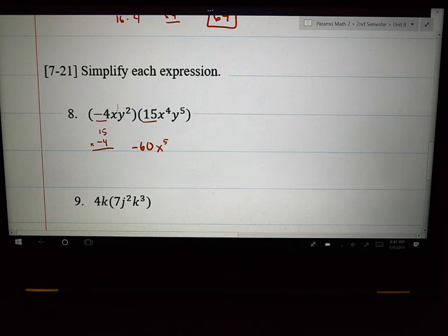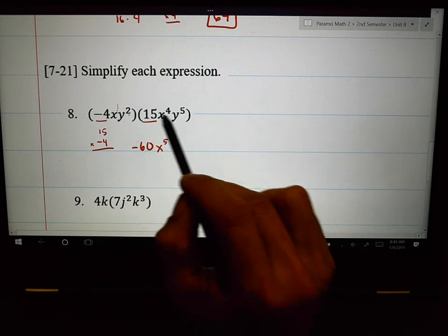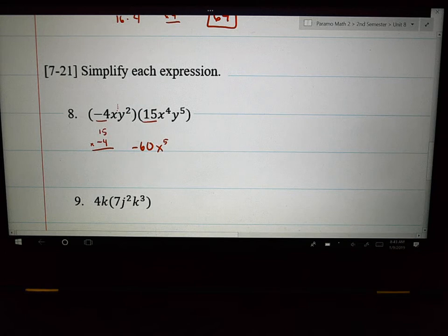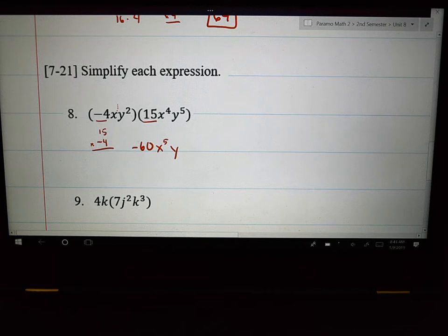You're going to multiply your y's. Because you're multiplying them, what do I do with the exponents? You're going to apply rule number 1. It's going to be y to a certain power. If you know what, or you think you know what the exponent will be, say it out loud.